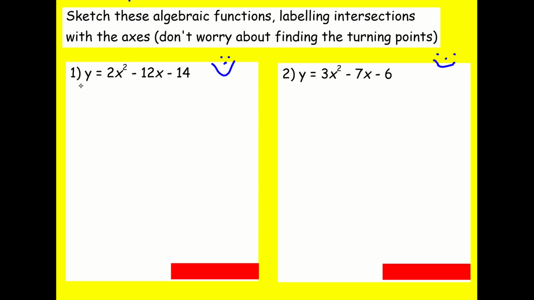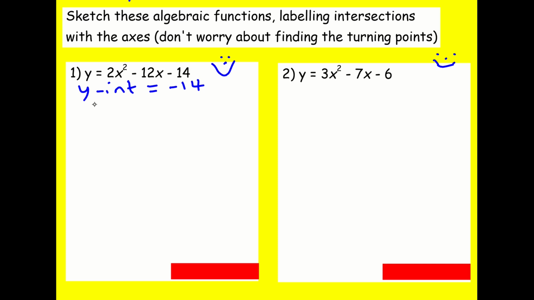Right, we get the y-intercept for 3, so I'm going to write that down. Actually, no, I'm just going to do one at a time. I don't want to do them all at the same time. Okay, so I've got the y-intercept. Now I'm trying to find the roots. Now remember, this is when it's equal to 0.